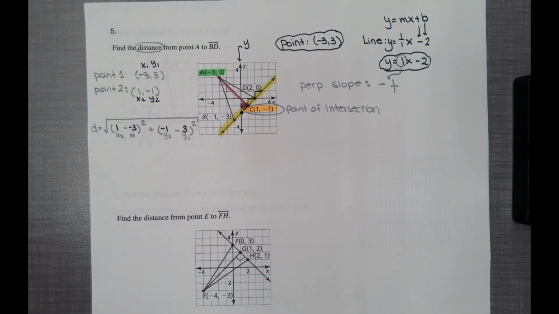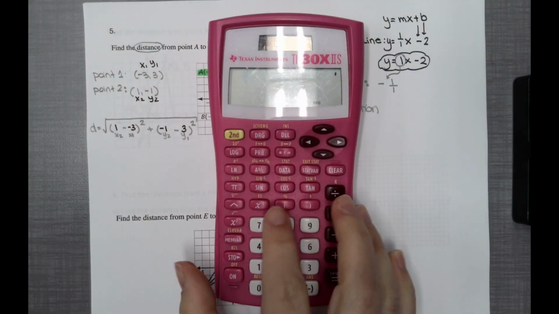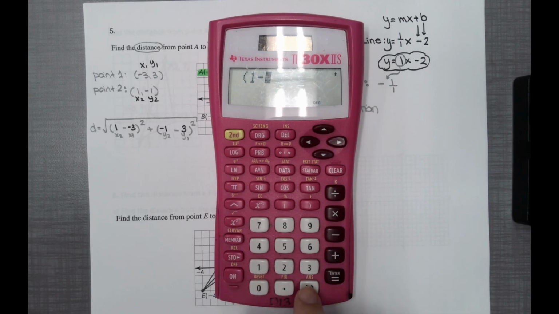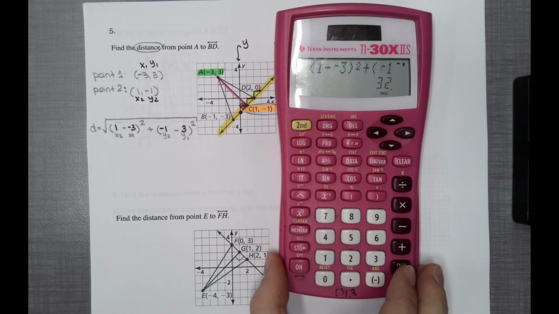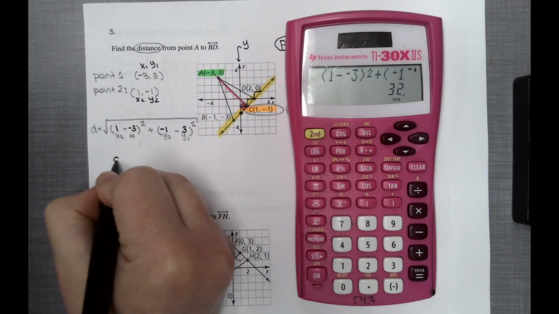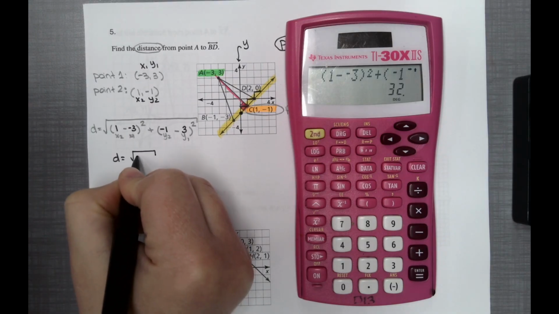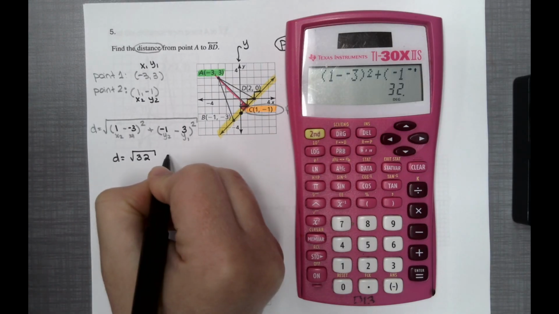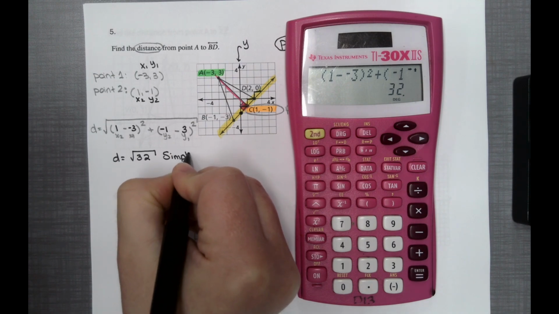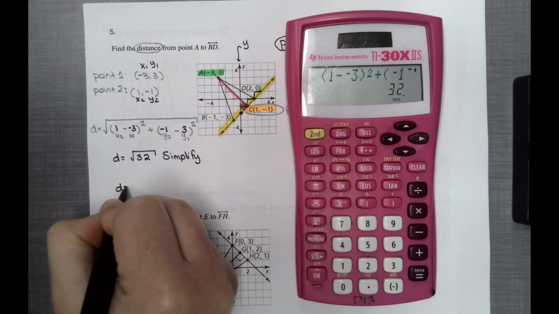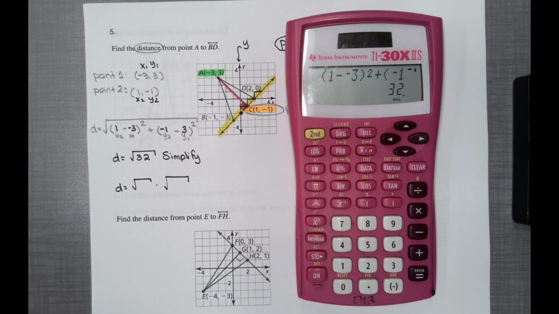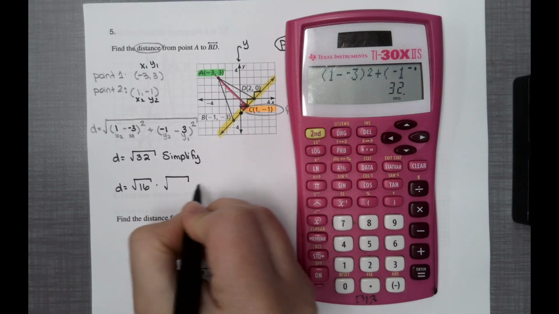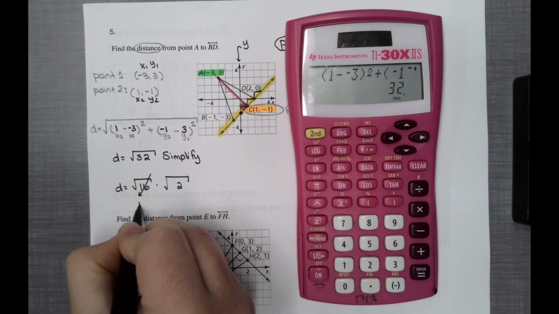Now what you're going to do is type all of that inside into your calculator. Do not do anything with the square root. 1 minus negative 3, close it, square it, plus open negative 1 minus 3, close it, square it. We just want the inside, and that gives us 32. Now, this is still inside of the radical, inside of the square root, inside of the house, and you need to simplify your square roots. So we're going to break this 32 into something times something when we have a perfect square, which is 16 times 2. And the square root of 16 is 4.